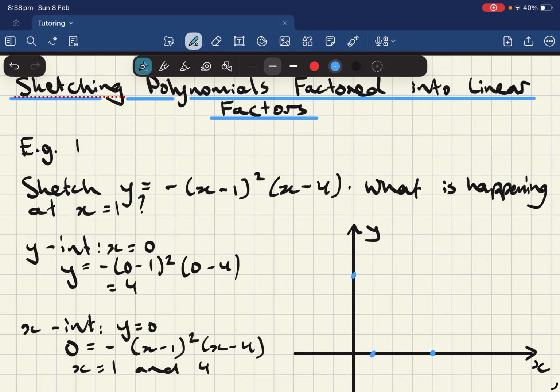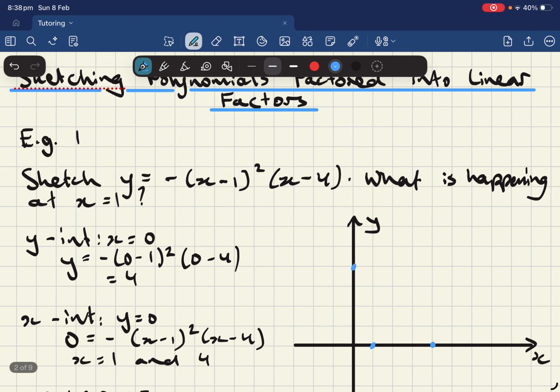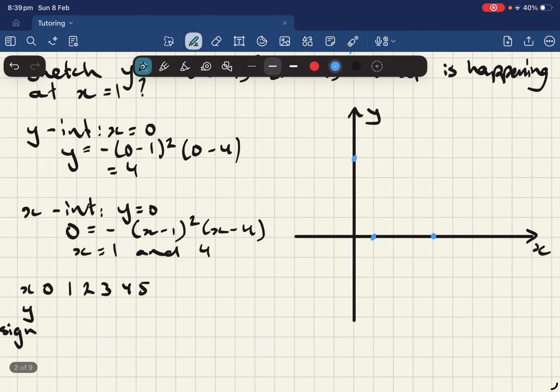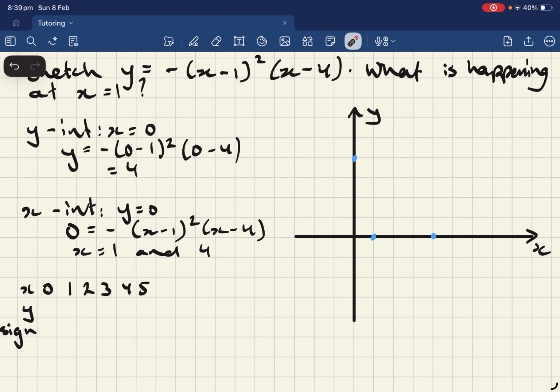Now what's different about sketching these is we have to draw up a table of values to test what the sign of our function is for these different key values on our graph. So I've written up a table of values where I have some different x values: 0, 1, 2, 3, 4, 5. I'm going to find the y value by substituting into the rule, and I will graph this up. I've actually done one extra value. We don't really need this 3 here. We just need 4 and 5.